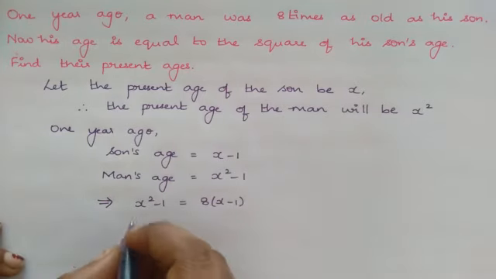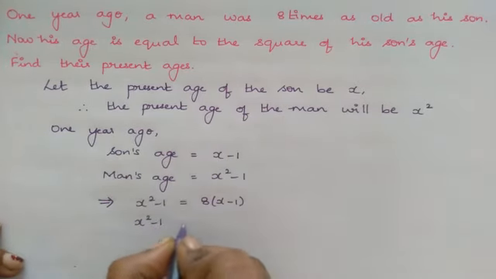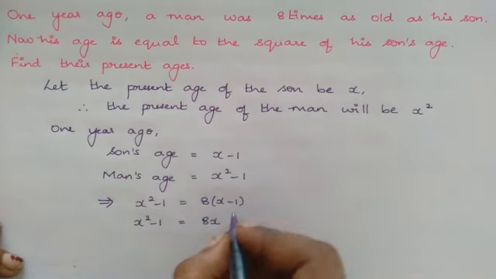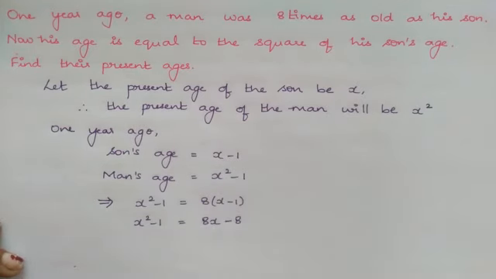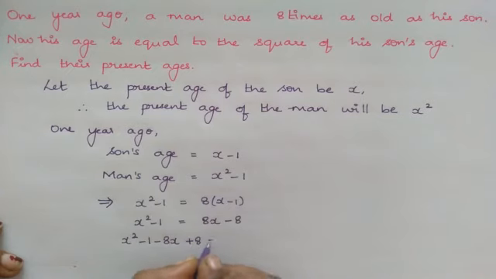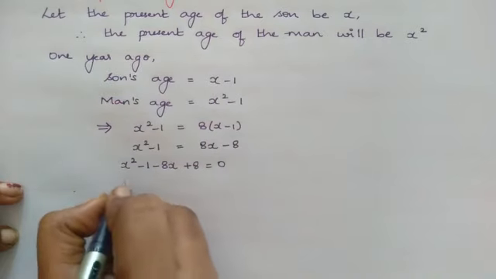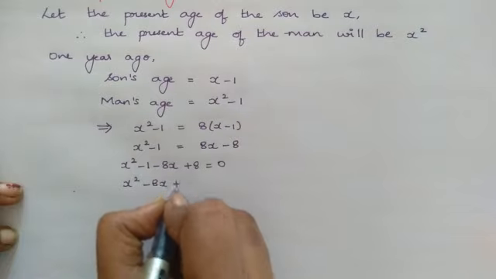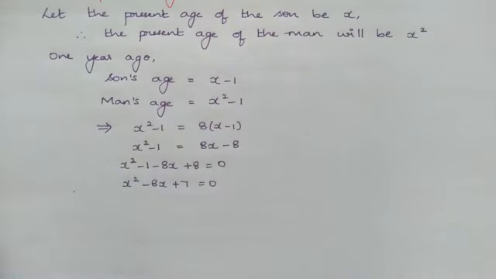Let's apply the distributive law. This is x square minus 1, which is equal to 8 into x, 8x, 8 into minus 1, minus 8. Now let's bring all the terms to one side. So this will be x square minus 1 minus 8x, minus 8 comes to this side as plus 8, which is equal to 0. So now this will be x square minus 8x minus 1 plus 8, which is plus 7, equal to 0. Now we are going to solve this quadratic equation.